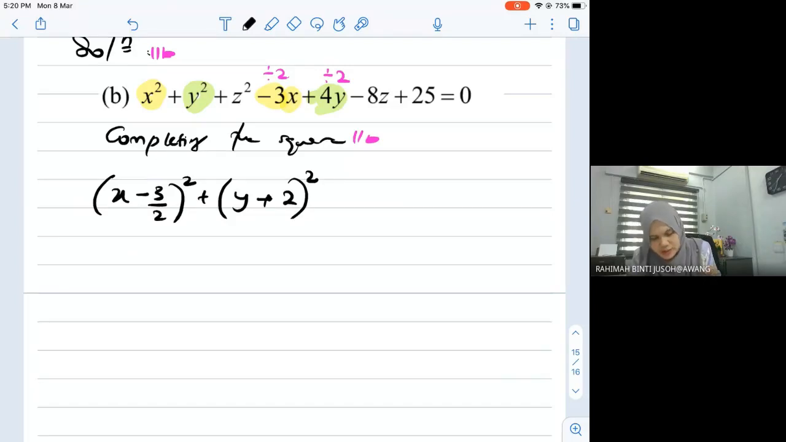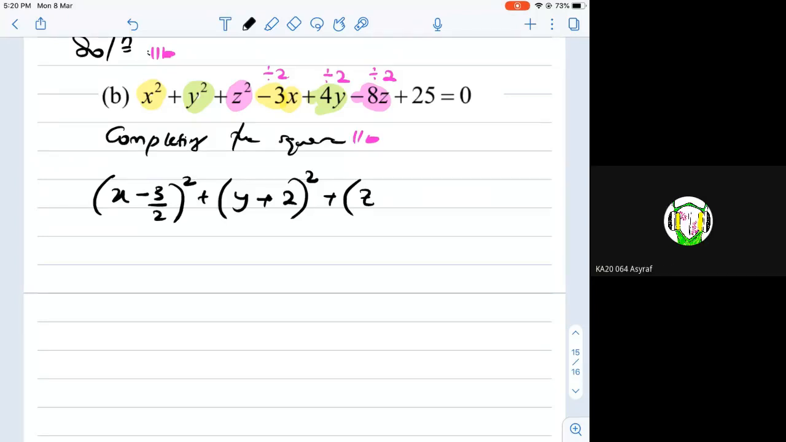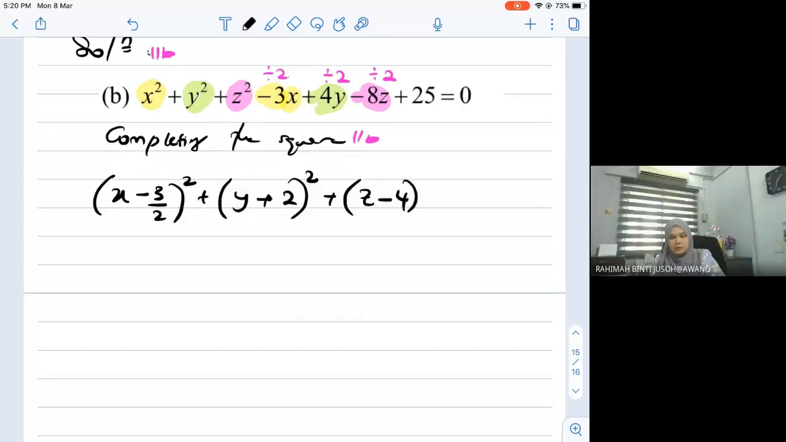So square, habis. Now Z. Z saya ambil warna pink. Okay, Z square. Z pasangan dia negatif 8Z ni. Okay, so make sure what you should do now is you have to divide negative 8 with 2. Maksudnya yang pasangan tu you bahagi 2. So 8 bahagi 2 Z, sekarang ni minus ke positif? Minus or plus? Minus. Minus, okay, good. So 8 bahagi 2, 4 kuasa 2. Okay, dah settle. Tambah 25 tu you maintain je, plus 25, copy je balik.